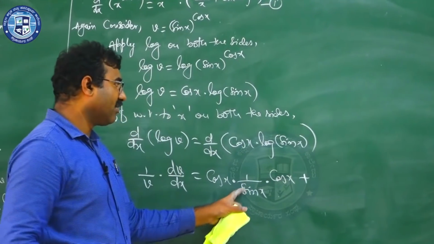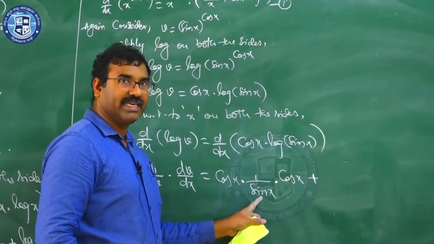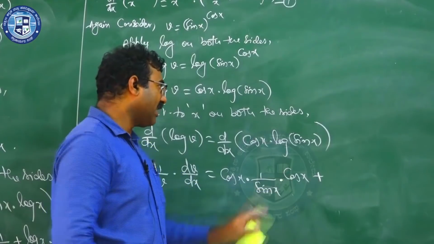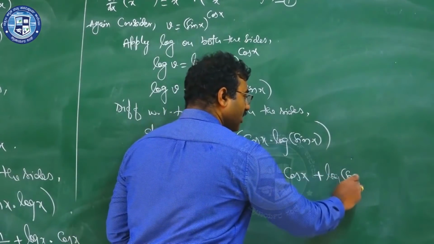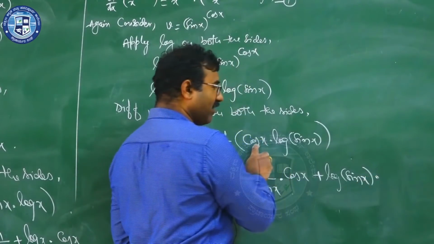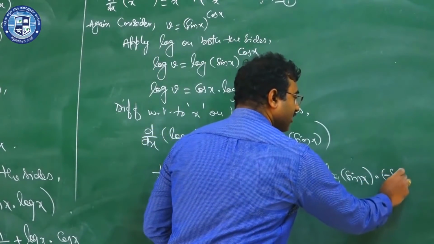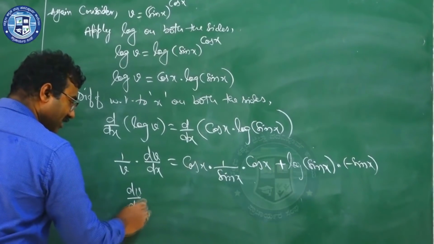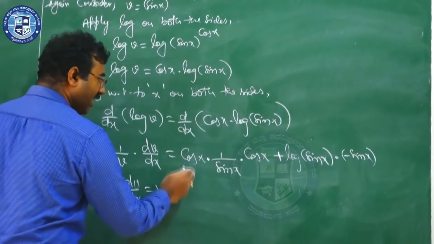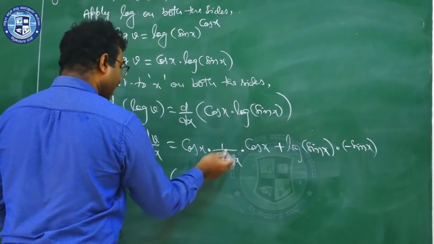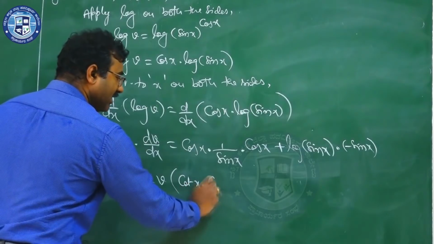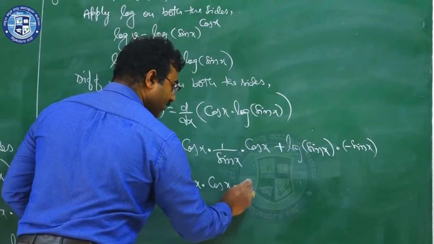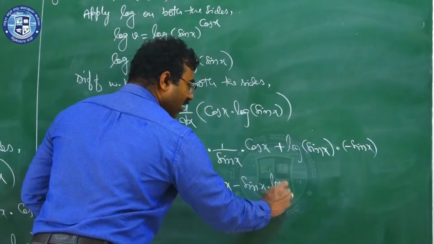Plus, I hope you understood, right? d by dx of log x is 1 by x. So, here 1 by sin x, because it's not x, the derivative you need to consider. So, d by dx of sin x is cos x, plus log of sin x into d by dx of cos x, which is minus sin x. Okay. Take this v to the other side. So, dv by dx is equal to v into what you are having here: cos x by sin x is cot x, we can write cot x into cos x minus sin x into log sin x.